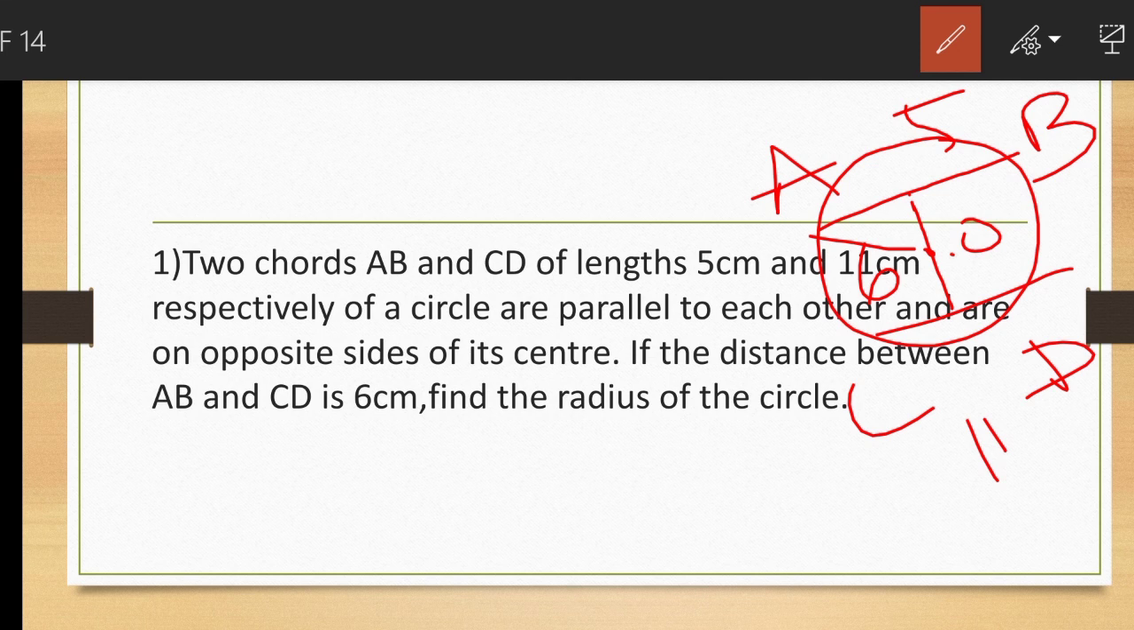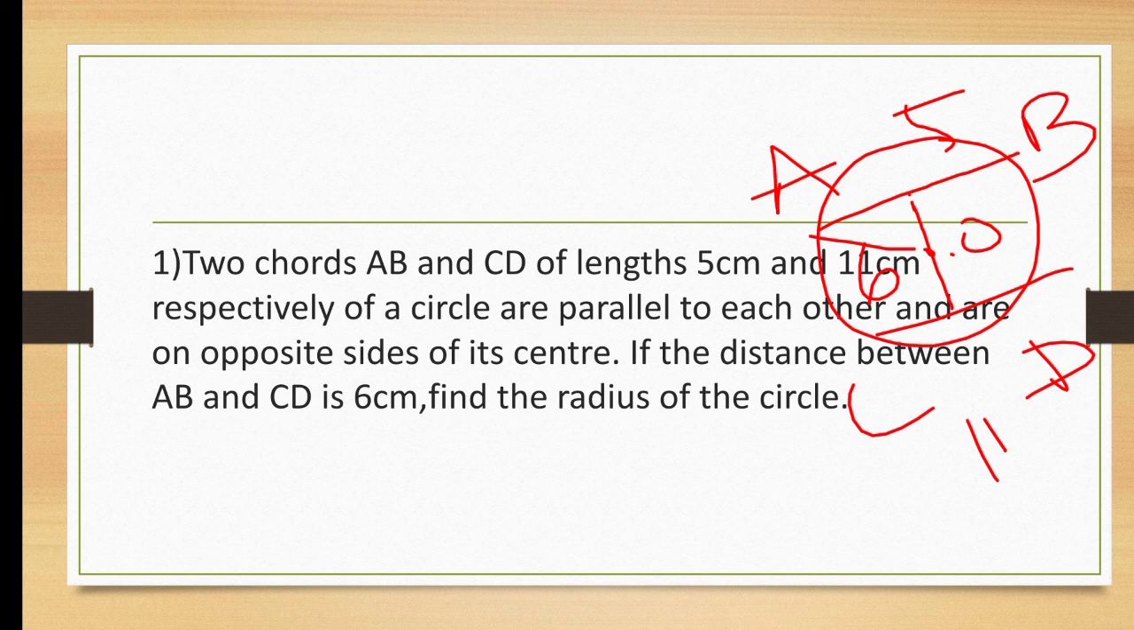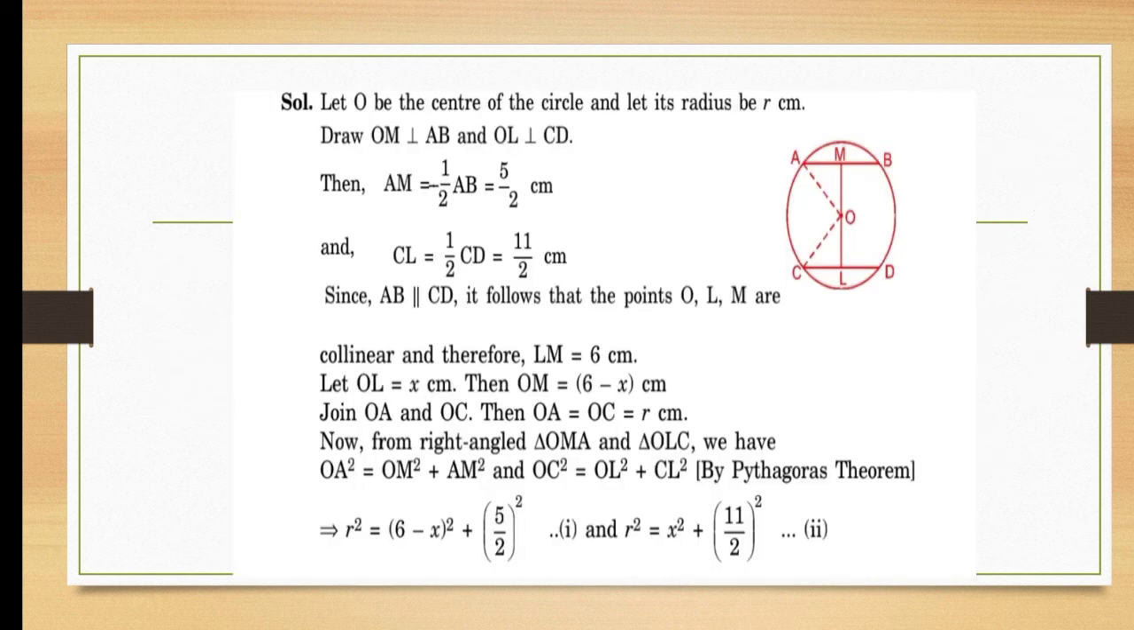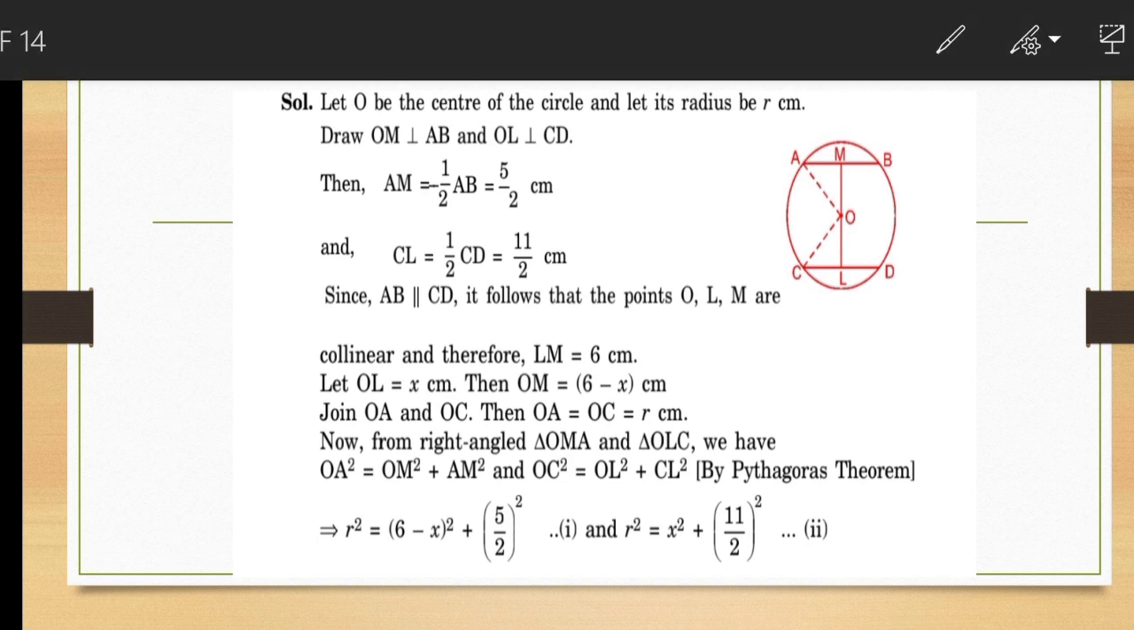So this is the diagram that is possibly going to come out from this question. The diagram is like this, the one drawn in red. Let O be the center of the circle and R be the radius. We have drawn OM perpendicular to AB and OL perpendicular to CD. We know a line from the center perpendicular to a chord bisects the chord. So AM can be written as half of AB, that is 5 by 2 centimeters, and CL can be written as half of CD, which is 11 by 2 centimeters.